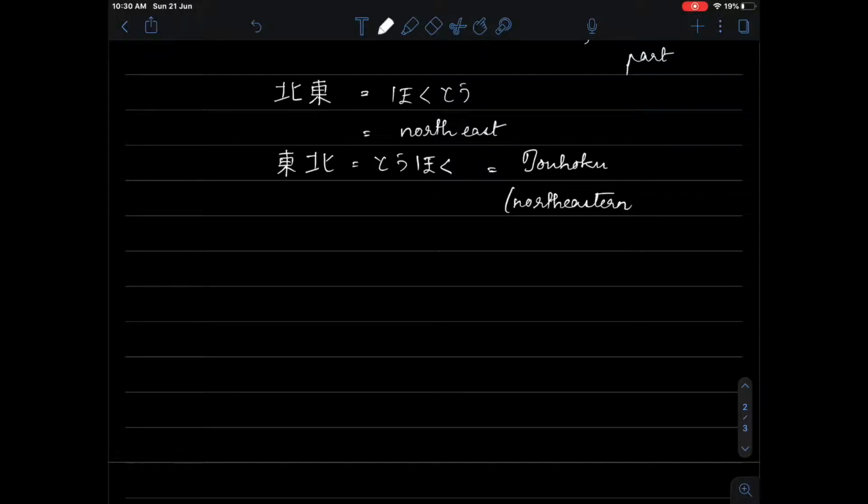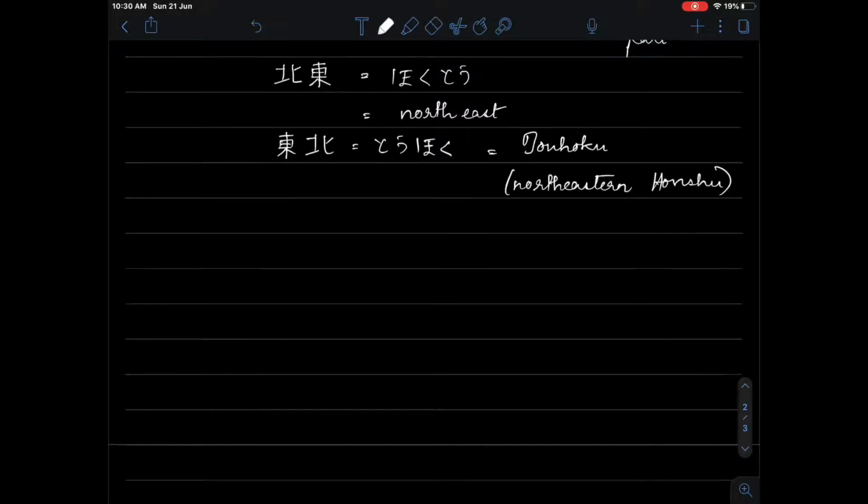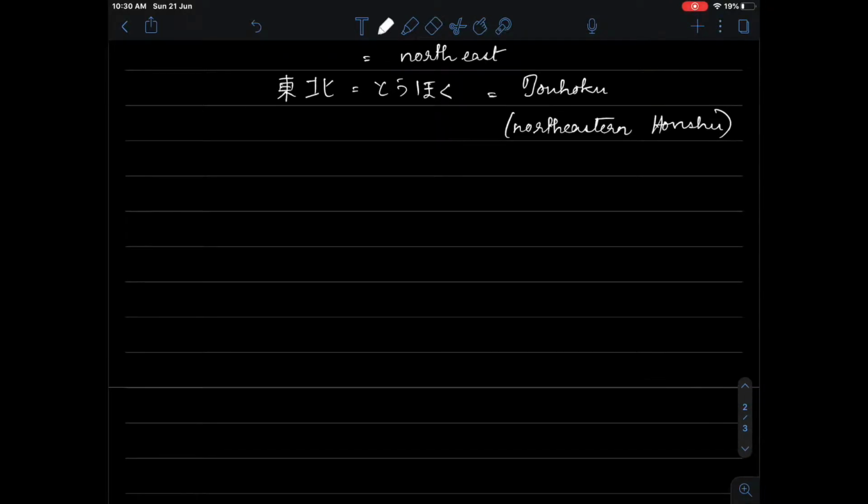So this is Tohoku, or Northeastern Honshu. I hope you know what is Honshu. There are 4 islands of Japan. The biggest and supposedly main island of Japan is the Honshu Island. So the northeastern part of Honshu is known as Tohoku. Okay, let's have a look at one more.